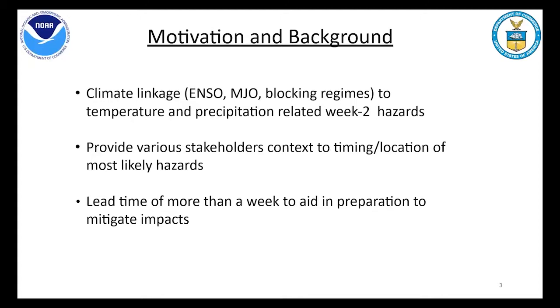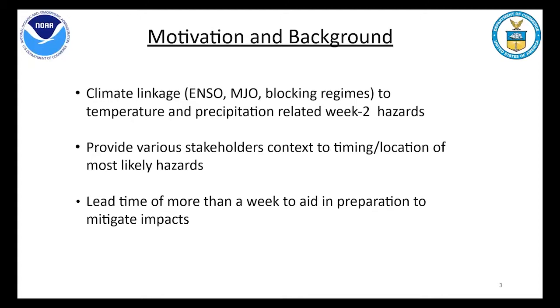All right, so the motivation for the Week 2 U.S. hazards was to link climate to temperature and precipitation related Week 2 hazards. Those climate drivers represent ENSO, Madden-Julian oscillation, and also blocking regimes. Kind of using that background to tie those into Week 2 hazards.